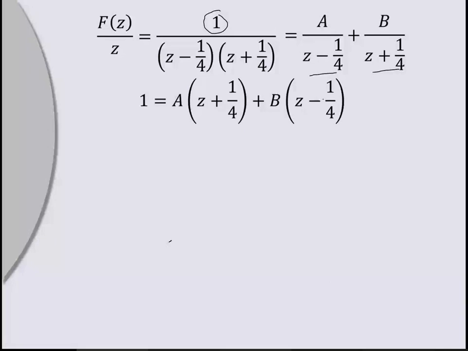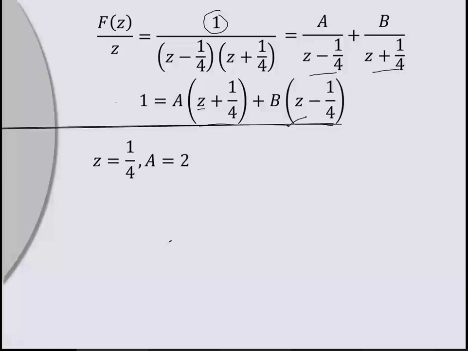Now substitute the value of z so that this term gets cancelled, and then substitute the value so that the other term gets cancelled. This term gets cancelled for z equal to plus 1 by 4, and that term gets cancelled for z equal to minus 1 by 4. So first put z equal to 1 by 4. So 1 is equal to a into 1 by 4 plus 1 by 4. 1 by 4 plus 1 by 4 will be 2 by 4, that is 1 by 2. And take 2 to the other side, a will be 2.